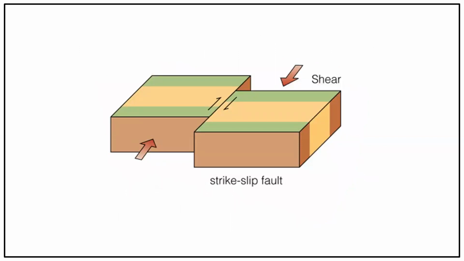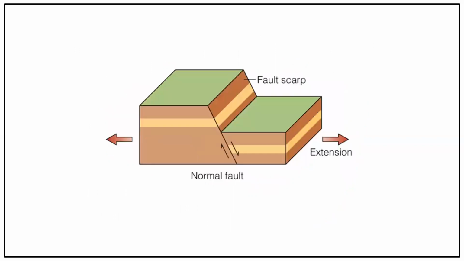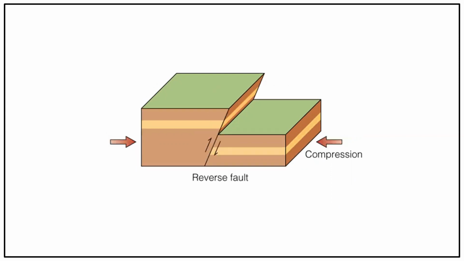Strike-slip faults. In strike-slip faults, the rocks on either side of the fault move horizontally and slide past each other. Normal faults. Normal faults occur when tensional forces stretch the crust, causing one block of rock to move downward relative to the other block. These faults are associated with divergent plate boundaries.